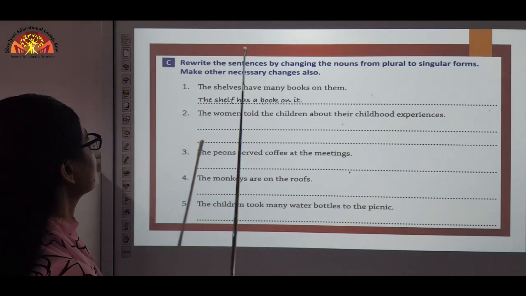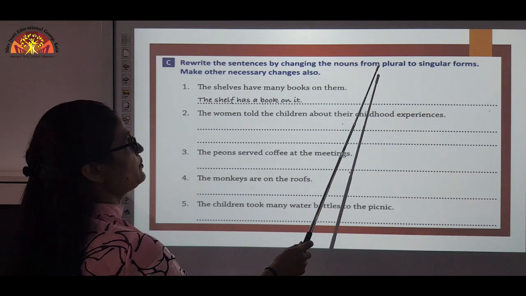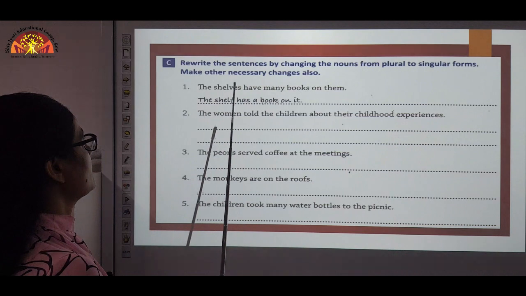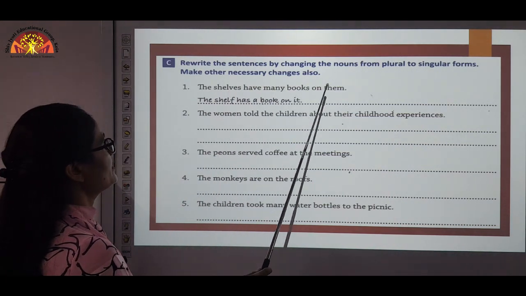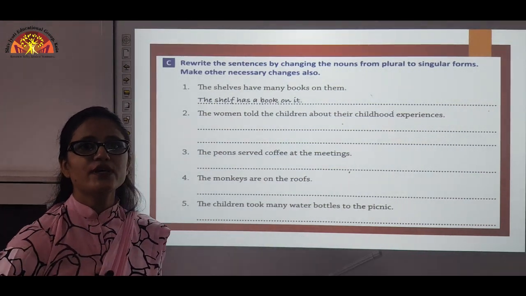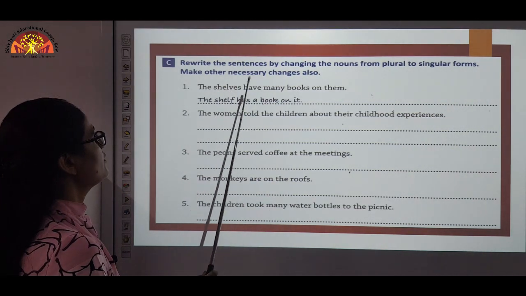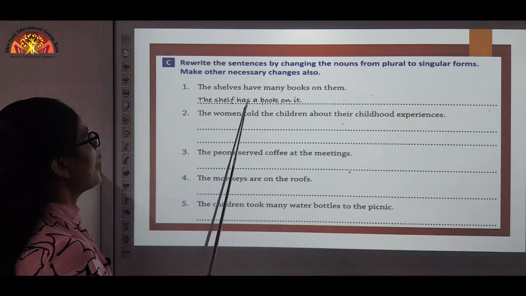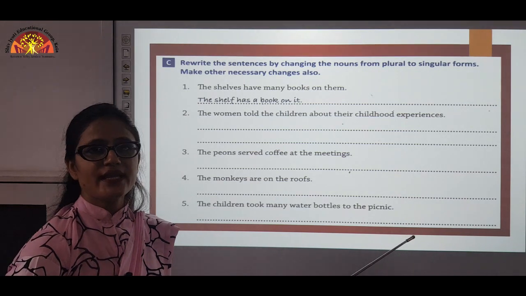Now let's see exercise number C. Rewrite the sentences by changing the nouns from plural to singular form. Make other necessary changes also. For example, let's see the shelves have many books on them. You can see it is in plural form. What we have to do? We have to convert it into singular form. तो shelves का हो गया shelf, books का हो गया book, have many की जगह पे आ गया has a, right? So like this we have converted into singular form.